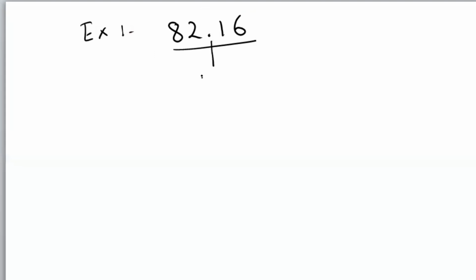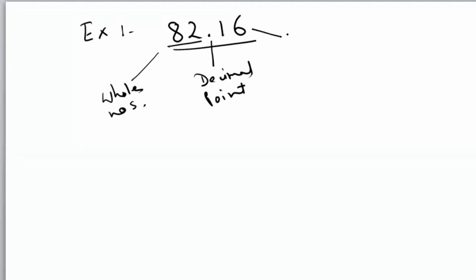This is called the decimal point. When we separate the whole numbers and the fractional part with a point, that point is called the decimal point. Okay, and 82 is on the left side of the decimal point, so it is the whole number. And 16 is on the right side of the decimal point, so it is the fractional part.